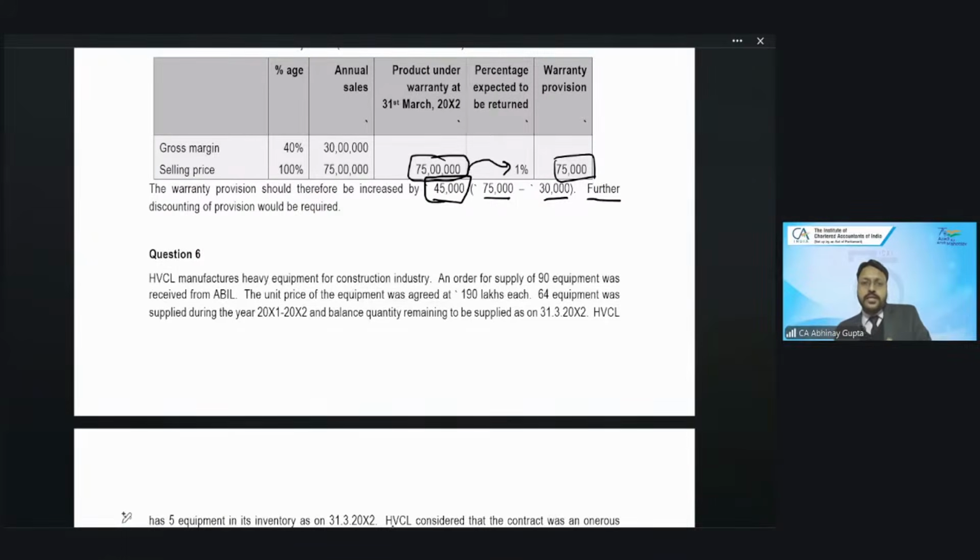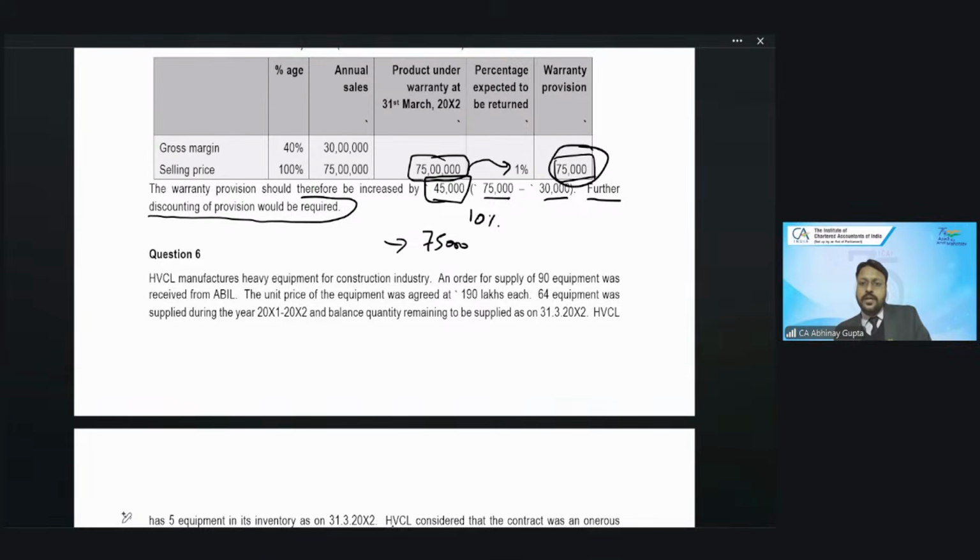Because the period of warranty is extended from 6 months to 2 years, hence it is more than 1 year, and hence it has a significant time value of money, and hence discounting of the provision would also be required. Assuming the 10% discount rate instead of the 75,000, how much the provision would have been?